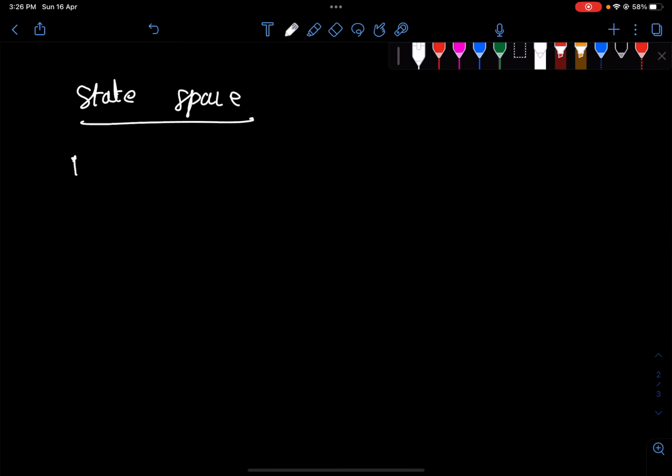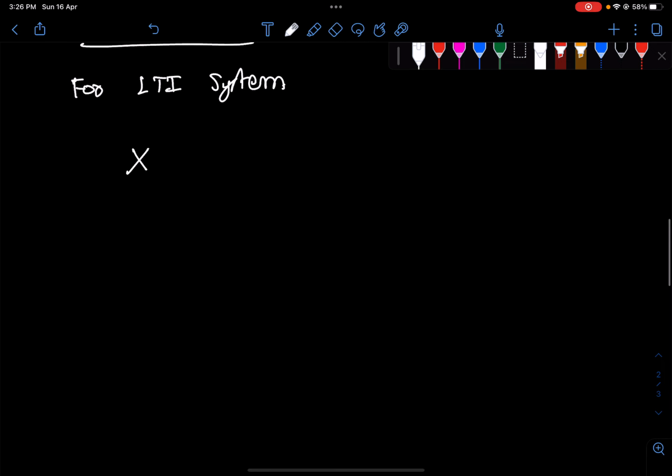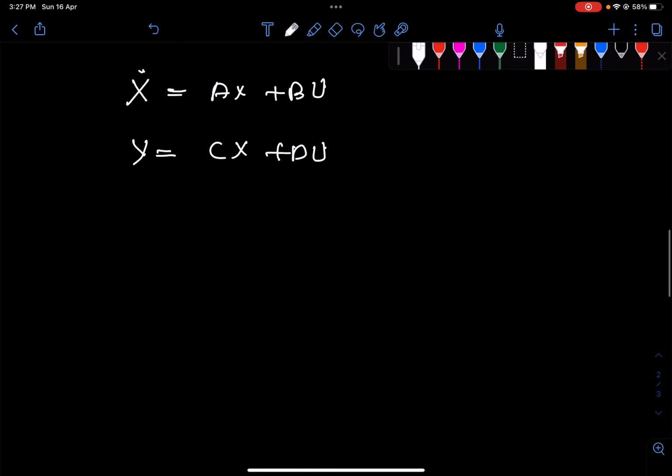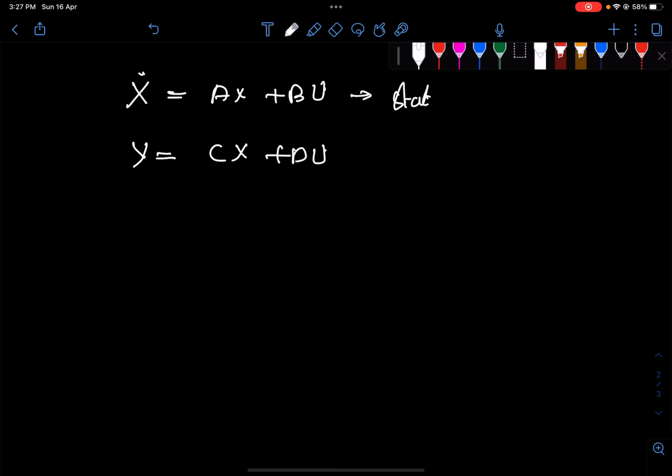Now for an LTI system, a linear time invariant system, the state space is represented by two equations: x dot equals Ax plus Bu, and y equals Cx plus Du. Everyone may be confused about where these equations come from. Why did I write two equations? The first equation is called the state equation and the second equation is called the output equation.